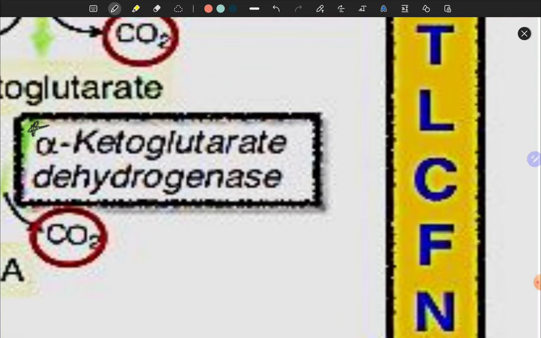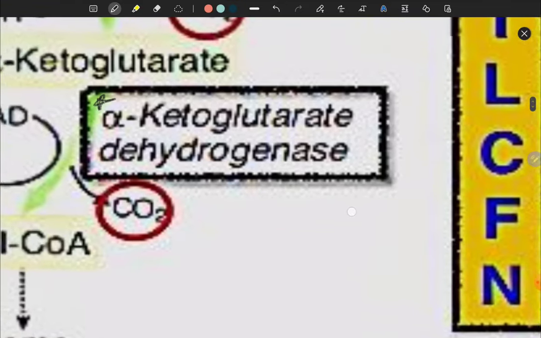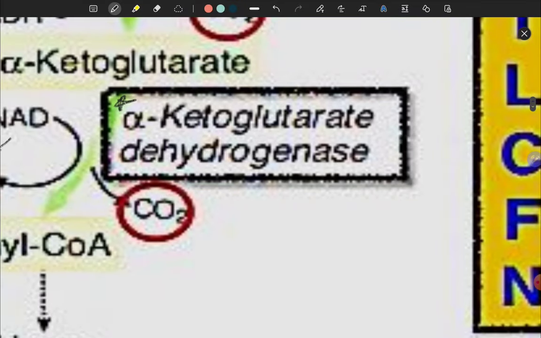This enzyme requires the 5 coenzymes that we discussed in the first lecture. So this is the second enzyme that requires thiamine, lipoic acid, coenzyme A, FAD, and NAD as coenzymes in order to work. Same enzyme as in the cycle, but I'm asking you to cycle it through carbohydrate metabolism.